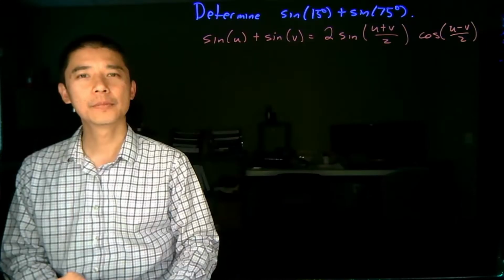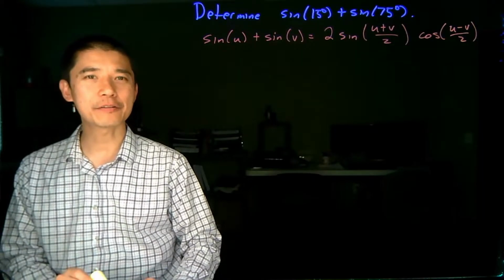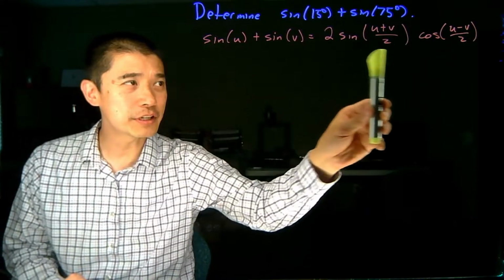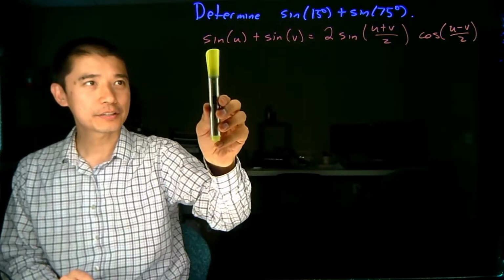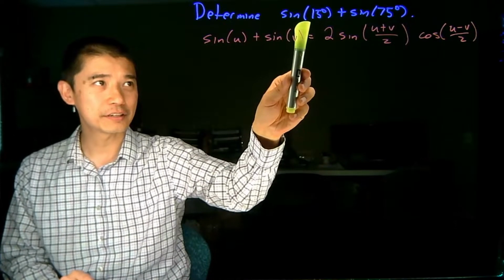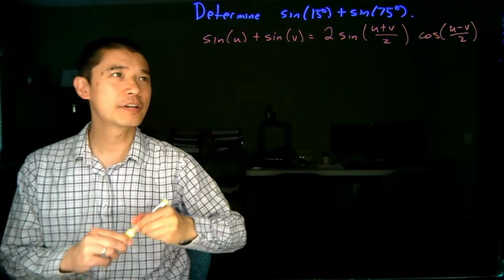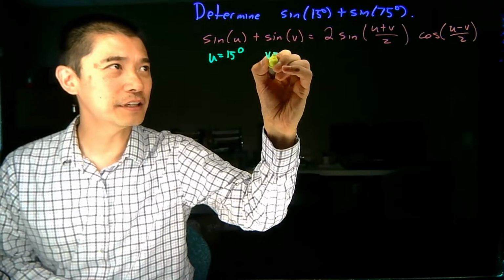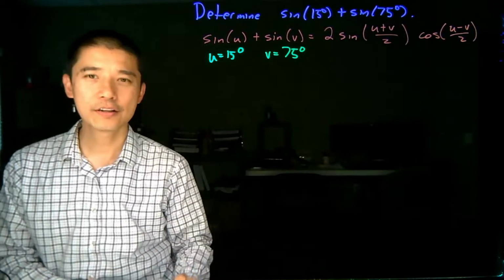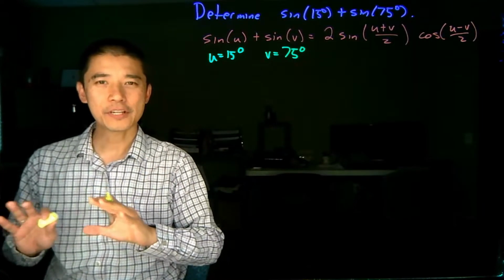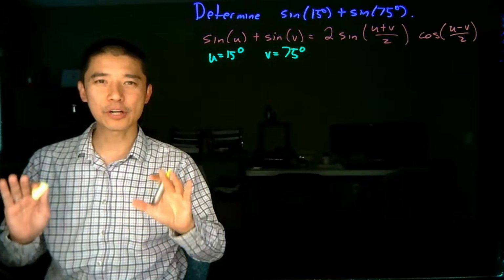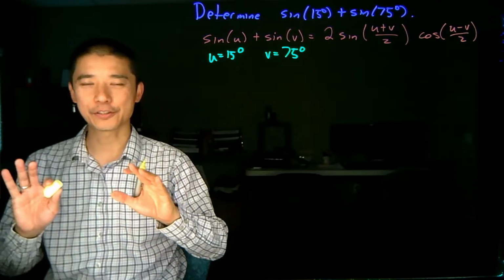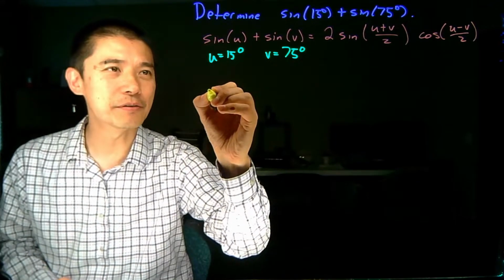Here's an example. Determine the value of sine of 15 degrees plus sine of 75 degrees. I've already written out the corresponding formula: sine of u plus sine of v. Sine of 15 degrees plus sine of 75 degrees, so our u is equal to 15 degrees, and our v is equal to 75 degrees. Once you identify the formula, everything else is about the algebra practice. You're going to plug things in, you're going to do some manipulations, and you're going to try not to make mistakes. So here we go.